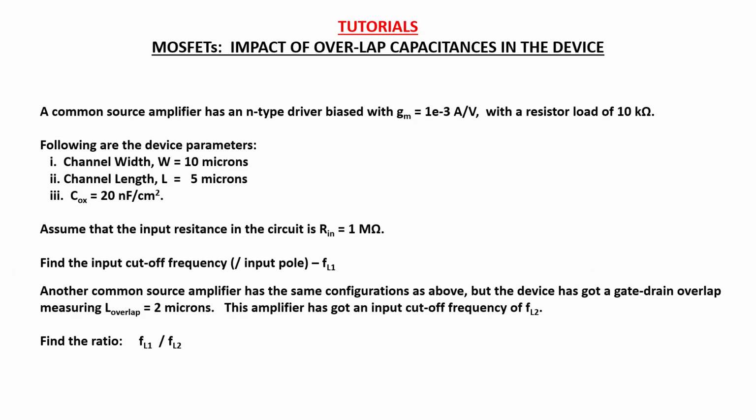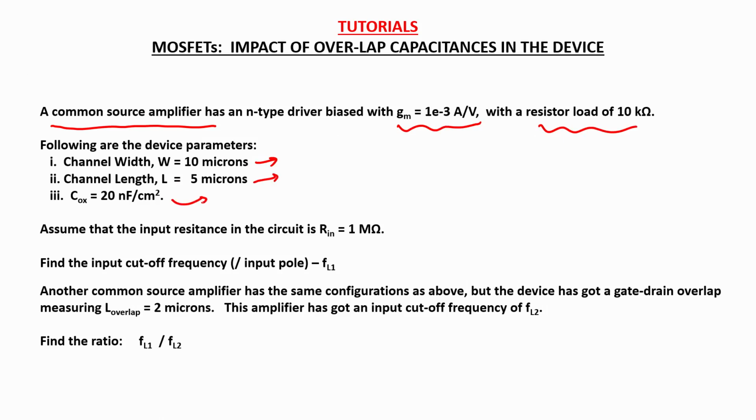So now we will move on to the next problem, the aim of which is to give an insight into what kind of impact the overlap capacitances in a MOSFET device have when it is being used in an amplifier circuit. So you are given that a common source amplifier has an N-type driver biased with a gm value and a resistive load, and you are given various device parameters like channel width, channel length, and the unit area oxide capacitance.